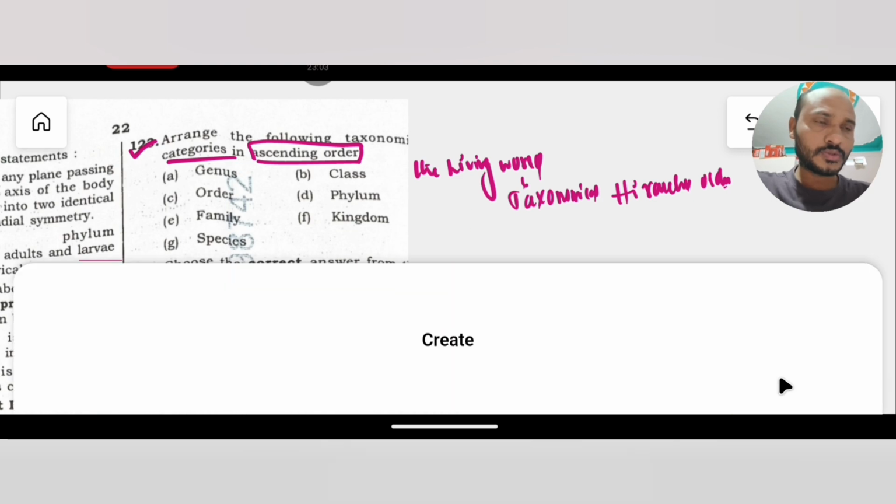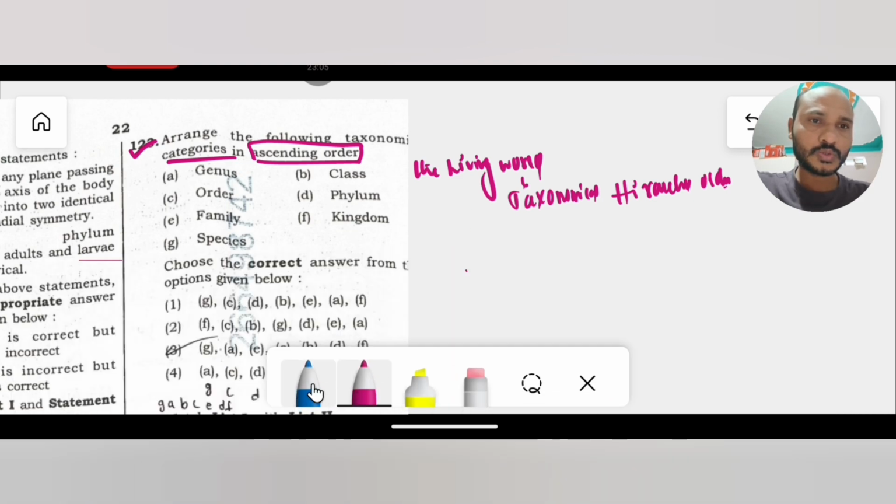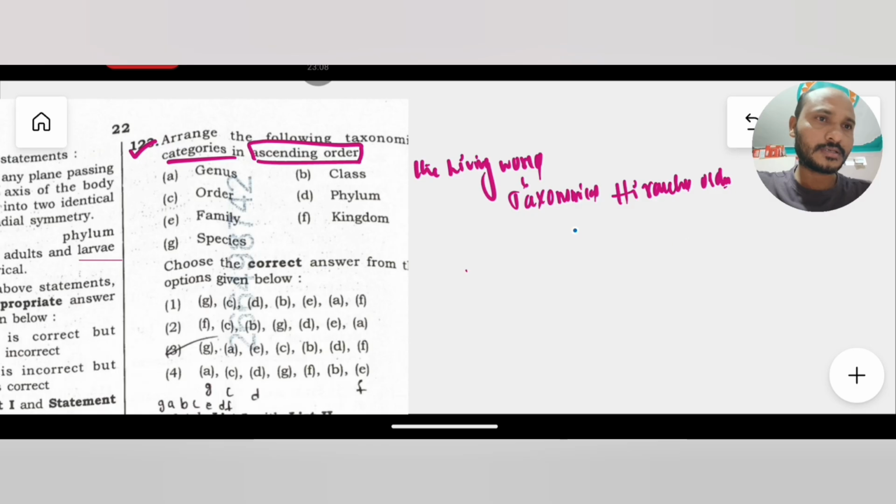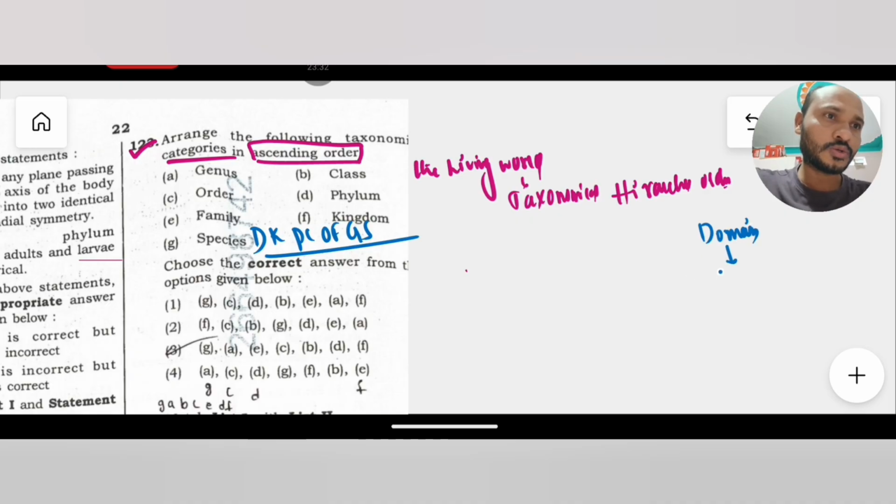To do this type of question we need to know one simple trick: DKPCOFGS. If you remember this, we can easily make the right statement. D means domain, which has the highest position in hierarchical taxonomy. Domain includes kingdom. Now in these kingdoms, P means phylum. In animals we use phylum, and in plants we use division. Remember.